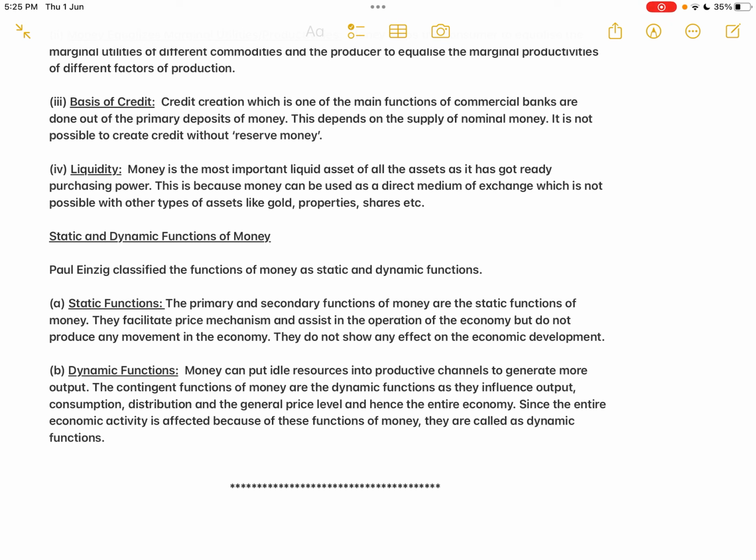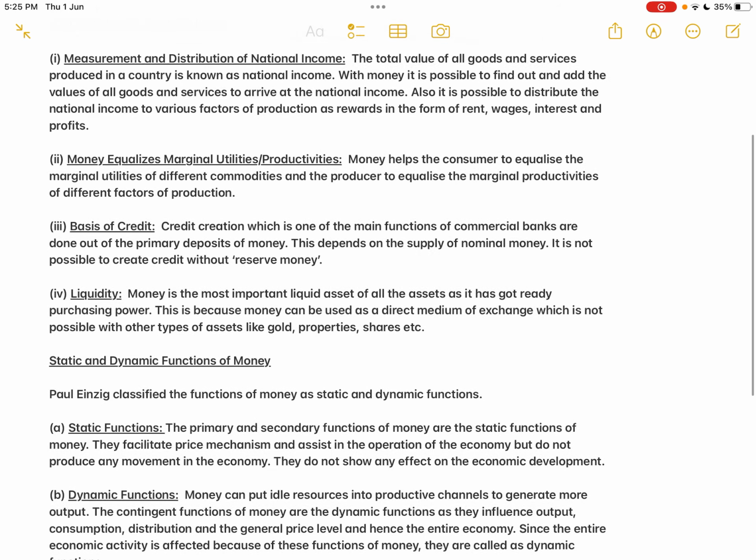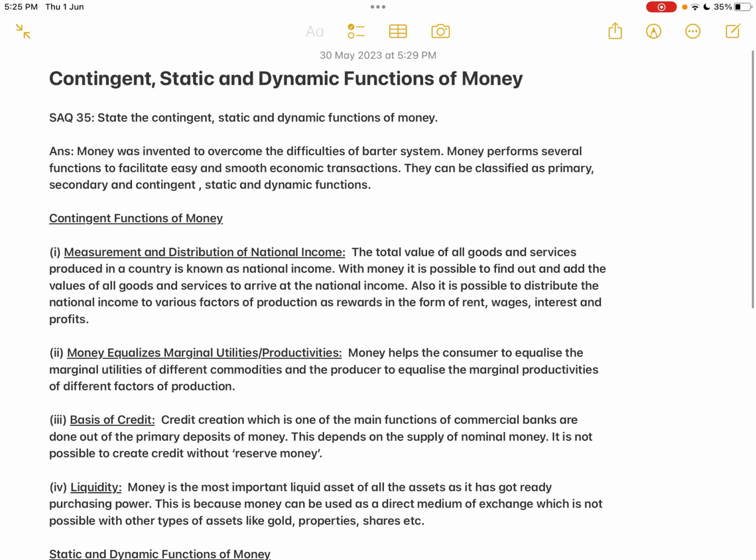And the credit creation process of commercial banks. Since the entire economic activity is affected because of these functions of money, they are called dynamic functions. So these are all the other types of functions of money. Now we are finished with all the functions of money: primary, secondary, contingent, static and dynamic functions of money. Hope you have clearly understood what the important functions of money are.